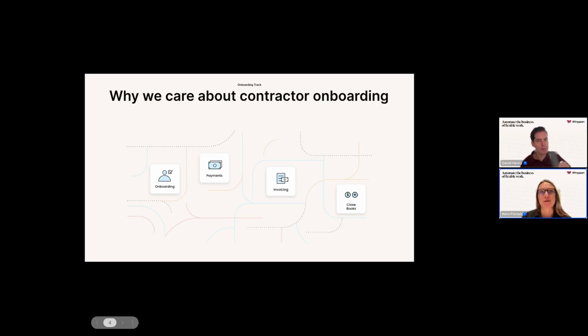Sure. Yeah. When things go well, we have all the information we need right at our fingertips so that we can easily make payments. We can easily close the books, as you mentioned. We can easily file the end-of-year 1099s, and we can easily make the contractor happy, which is one of our goals when we're working with a lot of contractors: wanting them to want to rework with us.